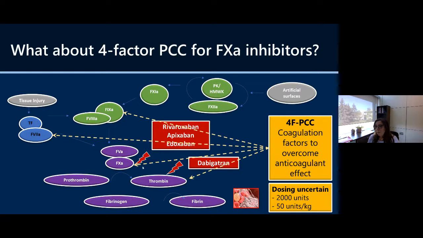Like we talked about, factor Xa inhibitors, well, PCC has factor 10 in it, and for thrombin inhibitors, it has factor 2 in it. So we don't really know what doses. Some studies have used a fixed dose of 2,000 units. I know that's what we did in Hamilton. In Ottawa, they use a 50 units per kilogram dose with no cap. So there are some differences, and again, we don't have high quality data to inform which strategy is better.